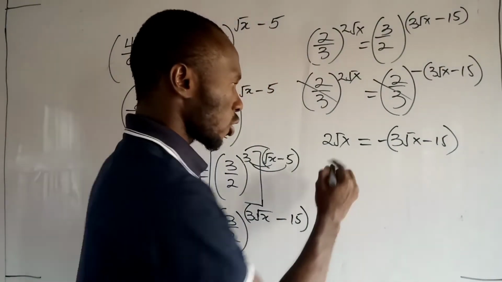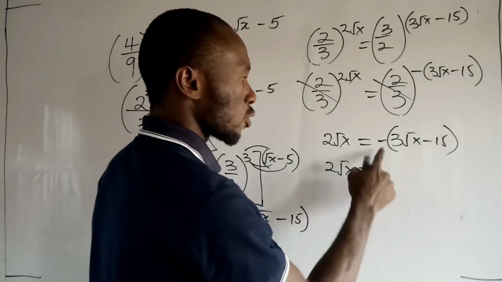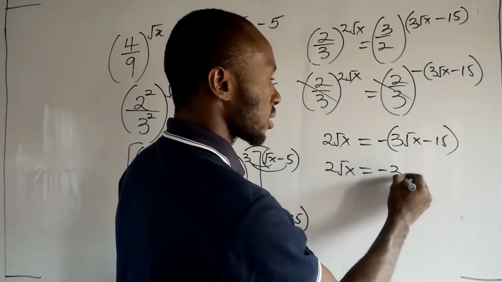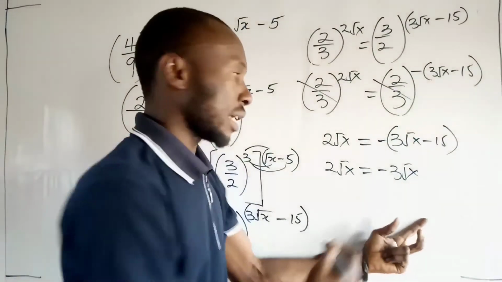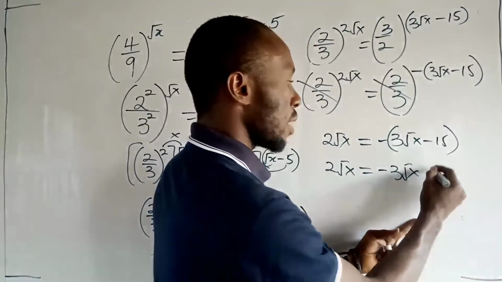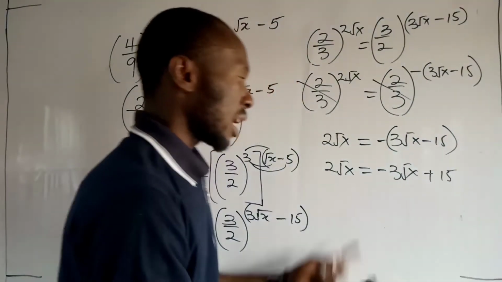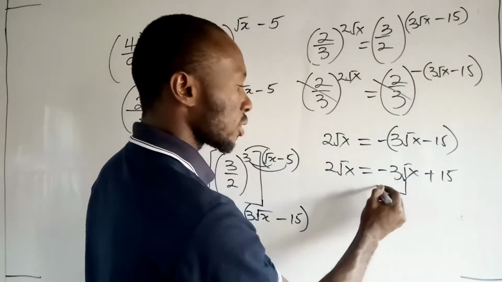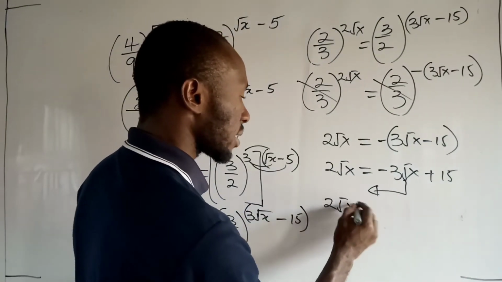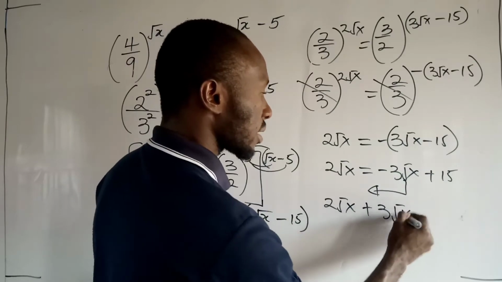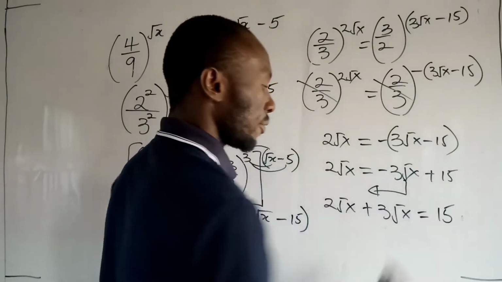Very correct. Now, so we have 2 root x is equal to minus times 3 root x is going to give me minus 3 root x. We want to remove the bracket. Then this guy times this guy is going to give me positive 15. Now you want to collect like terms. This guy is going to move into this side. So you have 2 root x plus 3 root x is equal to positive 15.